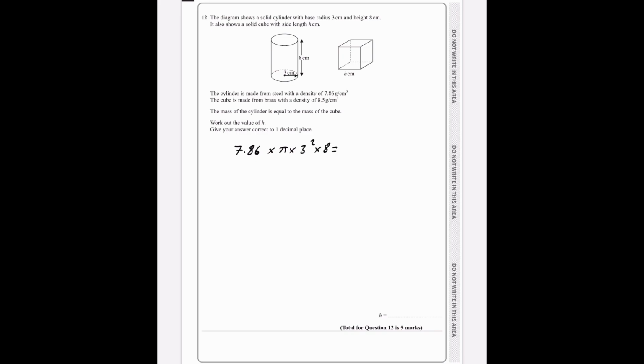Question 12. So we've got 7.86 times pi times 3 squared times 8. That's going to give us 1777.89. And then divide that by 8.5 and cube root it. And we get the value of h, which is 5.9.